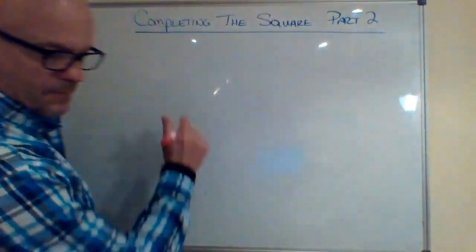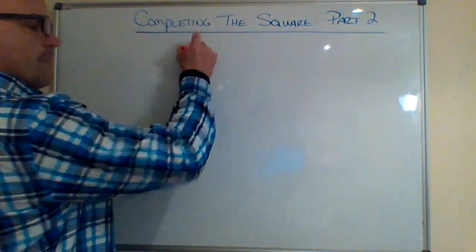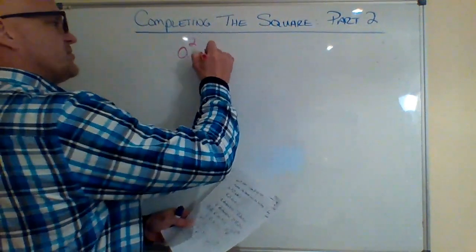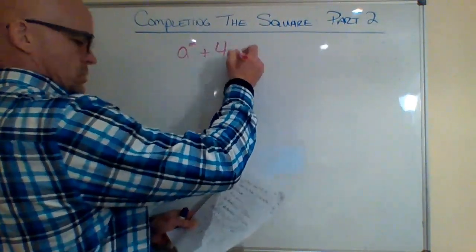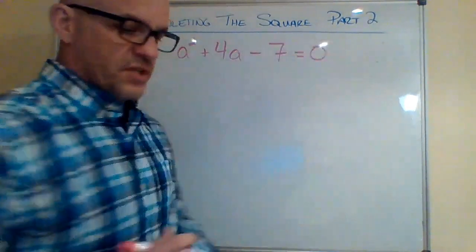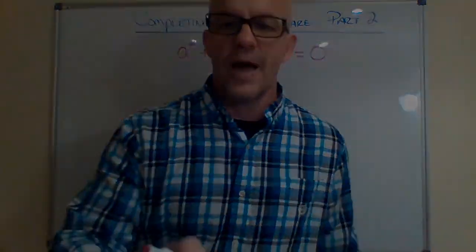we're going to look at a squared plus 4a minus 7 equals 0. You know the drill. Try it.